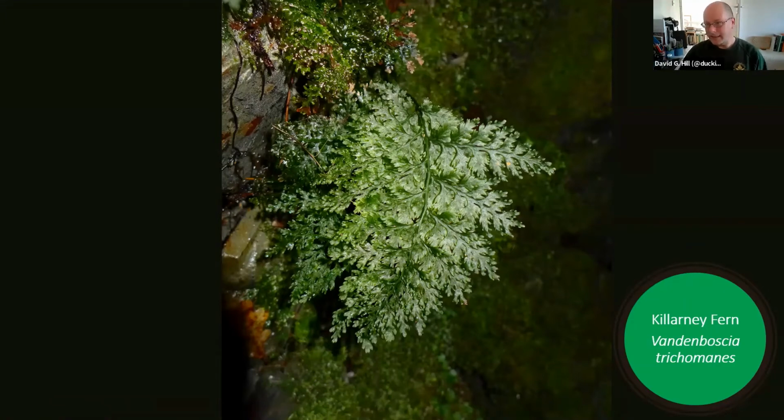These were collected, these were highly prized for growing in terraria at home by the Victorian gentleman or lady. This would be the perfect thing to have at home. And these were collected to extinction. Luckily, the gametophyte persisted, and we're starting to get a few of these sporophytes, these beautiful filmy ferns, starting to reappear.